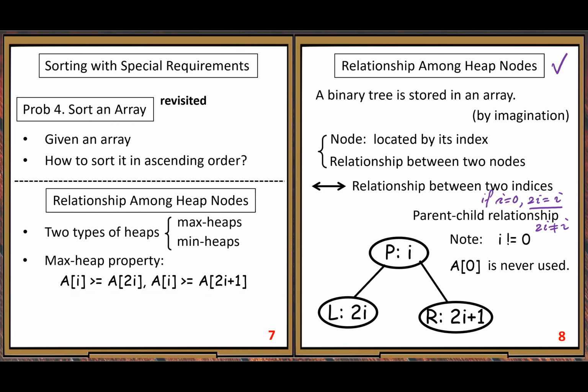But for the min heap, we just change the inequality direction. Less than or equal to. Parent node value smaller or equal to any of its child values. These two different types of heaps, the only difference is that inequality direction. Other than that, everything is the same.